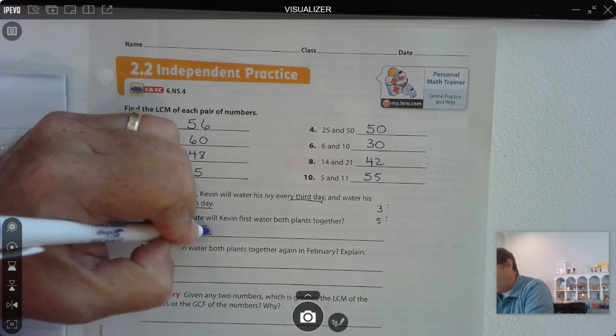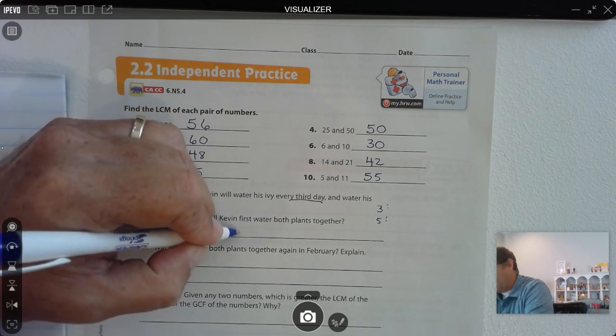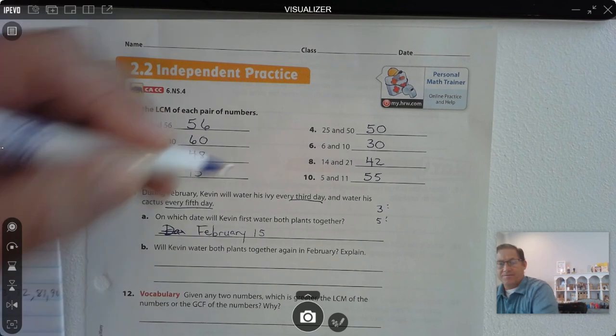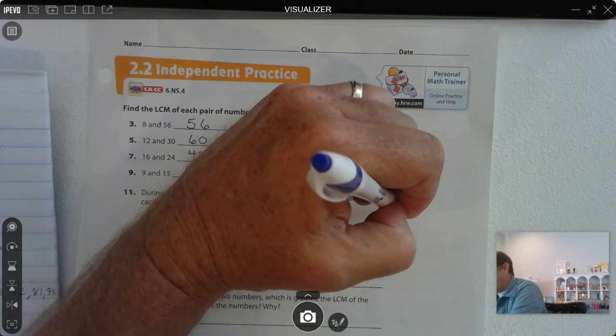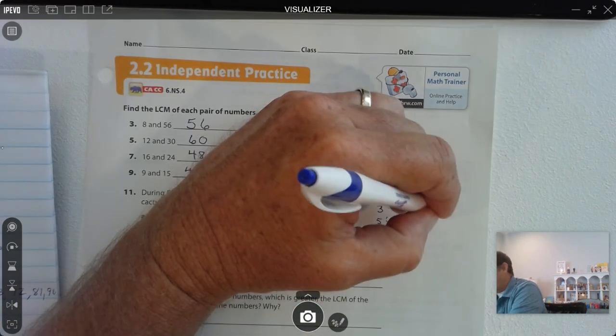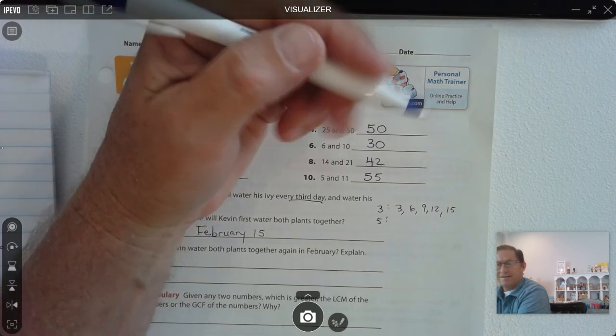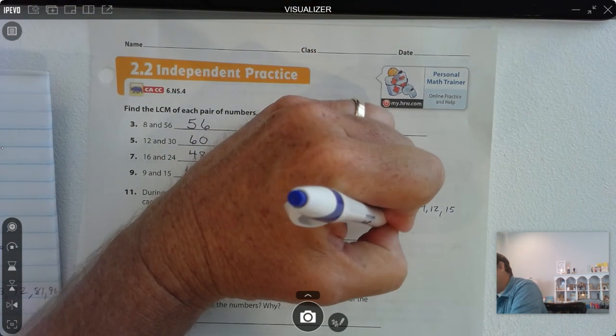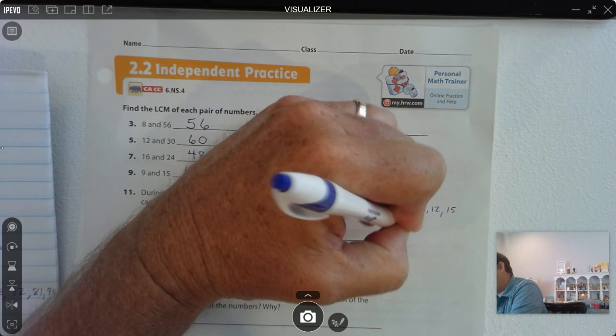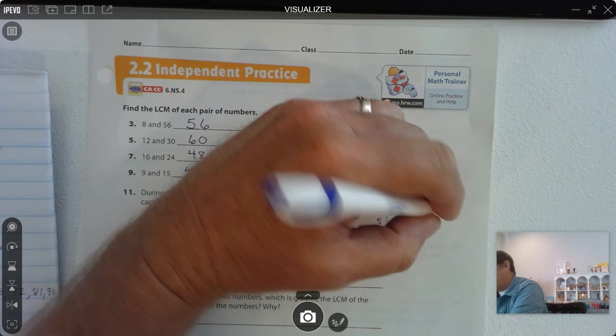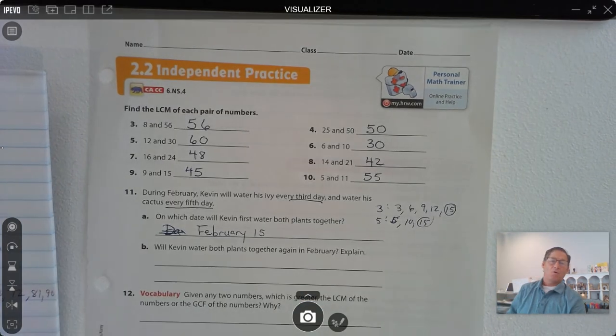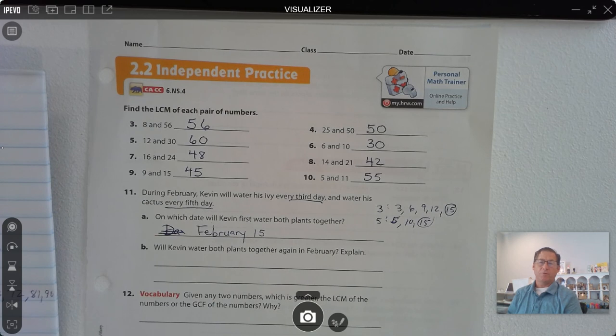So he's going to water both plants on February 15th. Let's go ahead and prove it. 3, 6, 9, 12, 15. I know 5 can become 15. 5, 10, 15. Okay. When will Kevin water both plants again in February and explain?